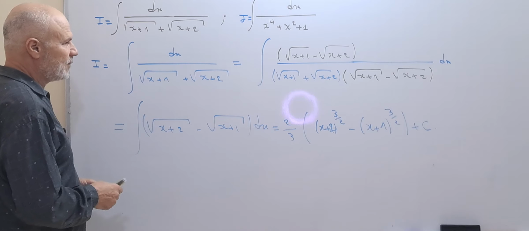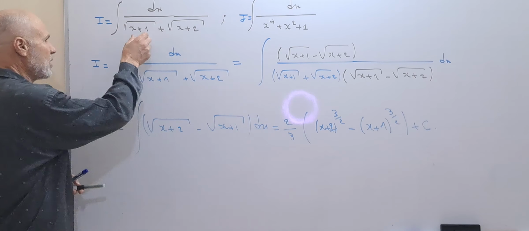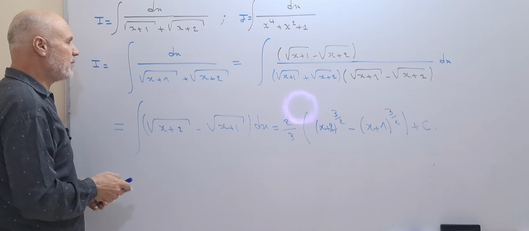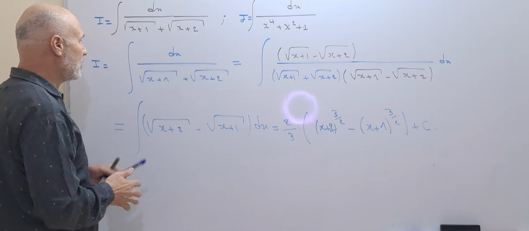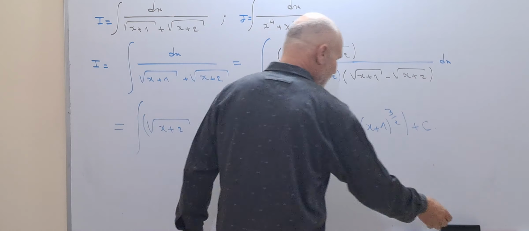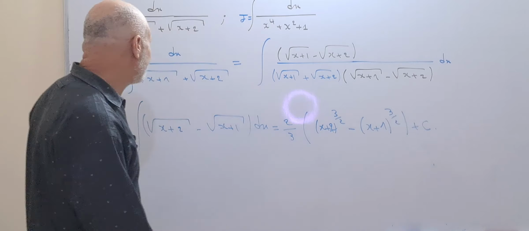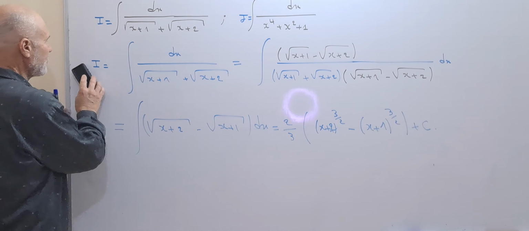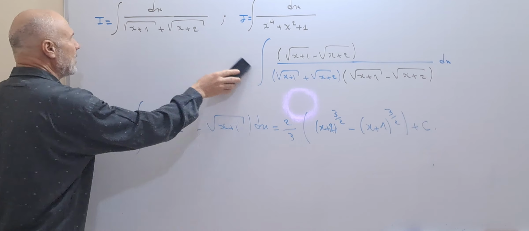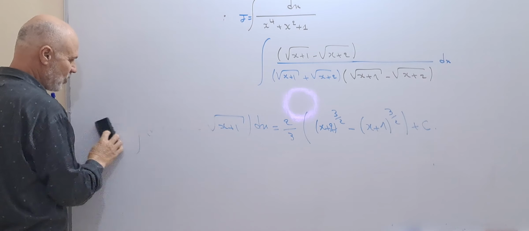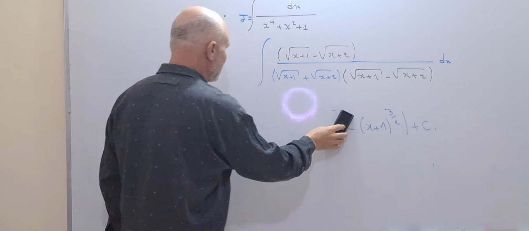Just a remark, if we take a change of variable here, I think it will be very hard. So this idea is better. For the second one, well, G is a little bit long.